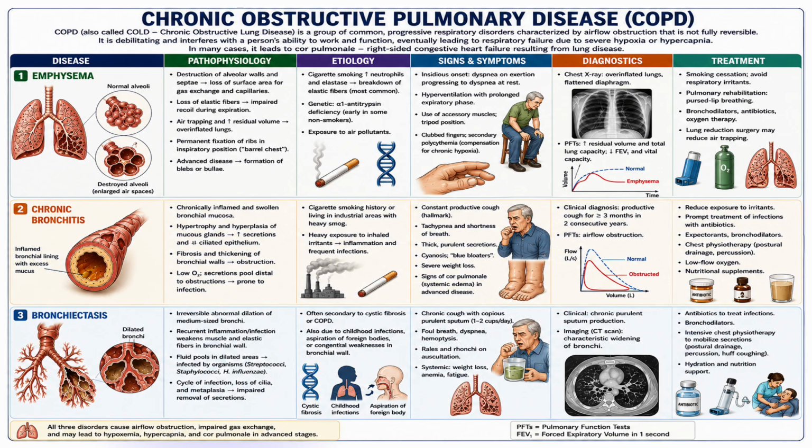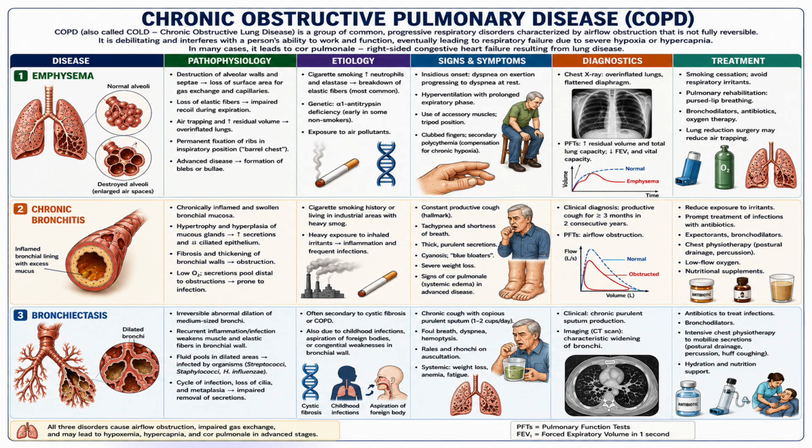Low oxygen levels are common, and secretions often pool distal to obstructions, making them difficult to remove, and they become prone to infections because the secretions just stay there, right? An etiology of it is a history of cigarette smoking, big one, or living in an industrial area with heavy smog. Heavy exposure to inhaled irritants can lead to inflammation and frequent infections because of the constant secretions just staying there. Signs and symptoms, you have constant productive cough, which is the hallmark sign of it, right? Tachypnea, rapid breathing, and shortness of breath.